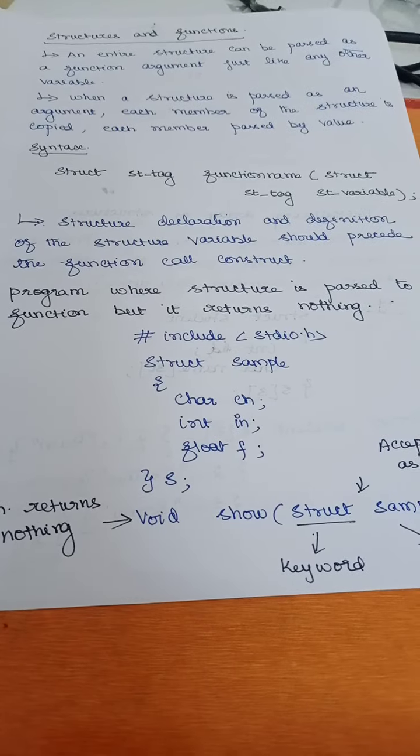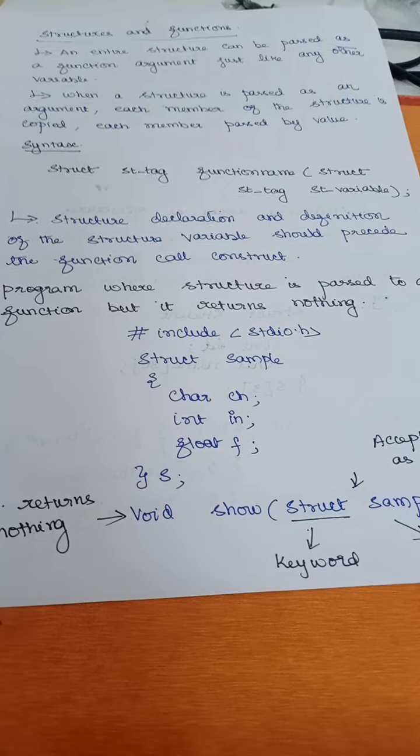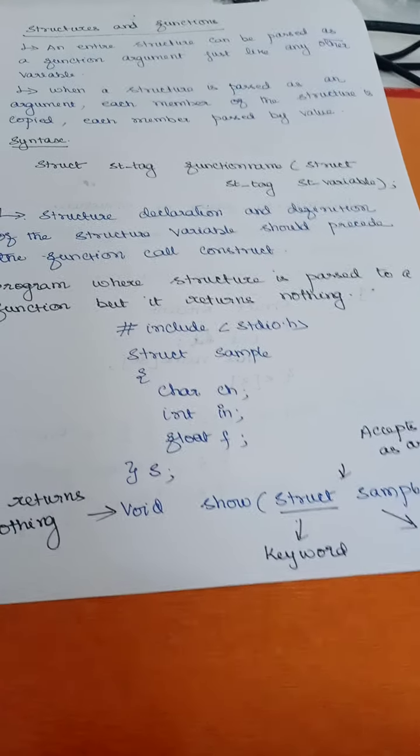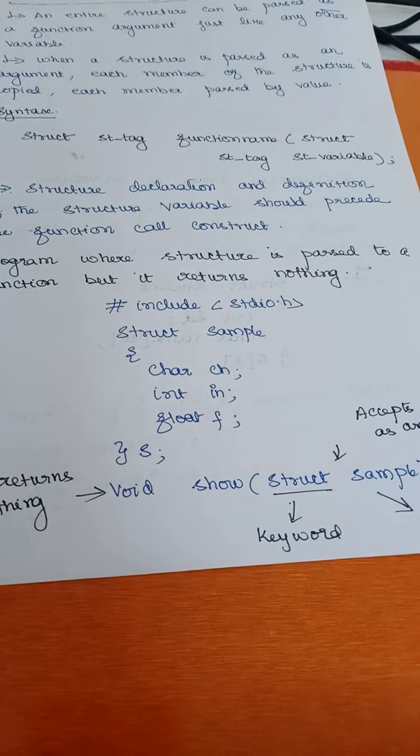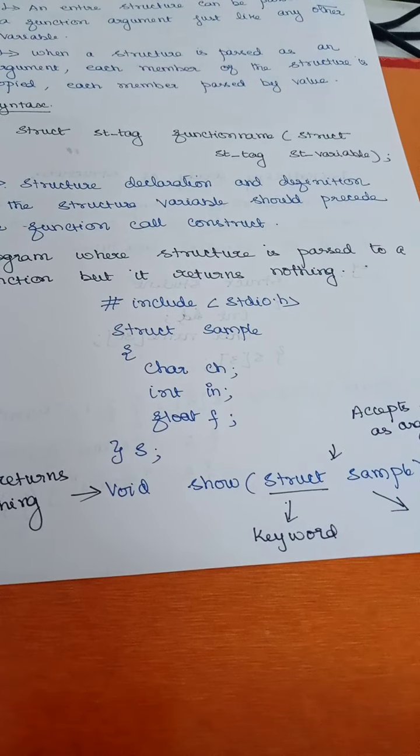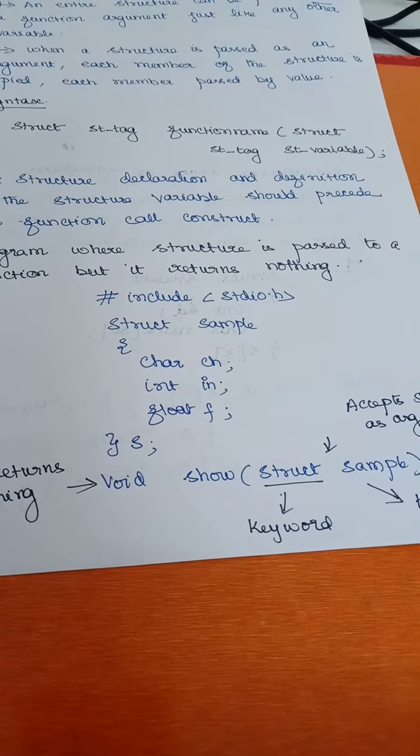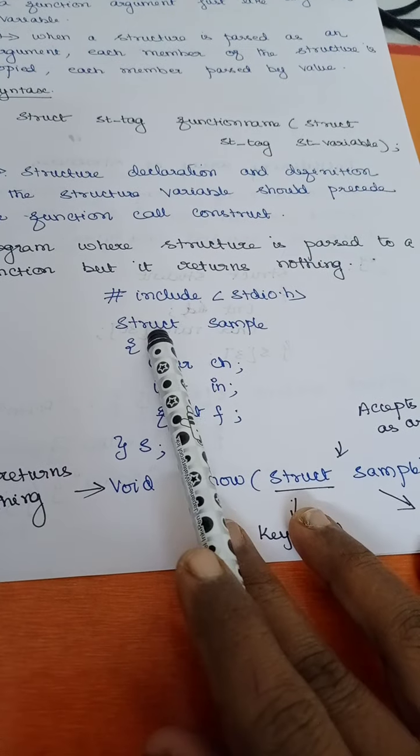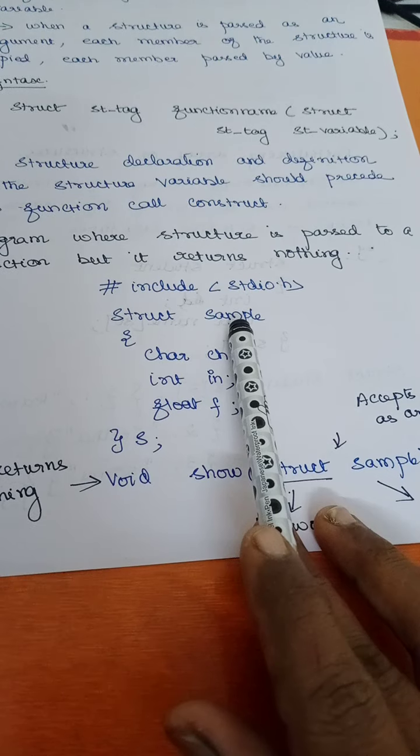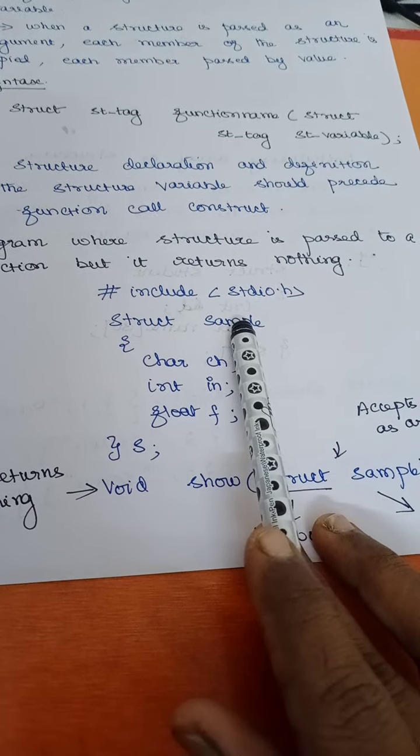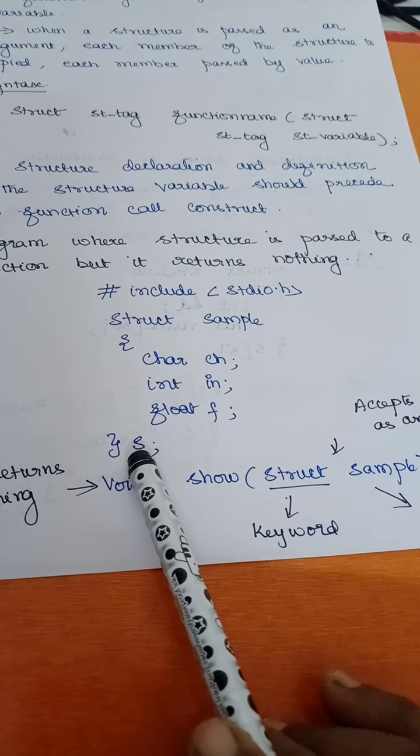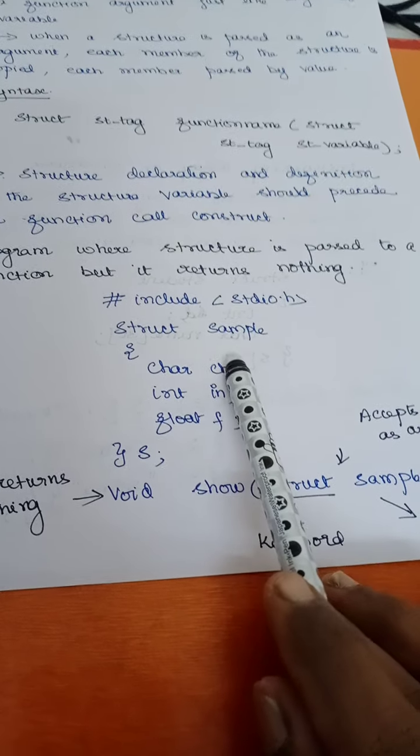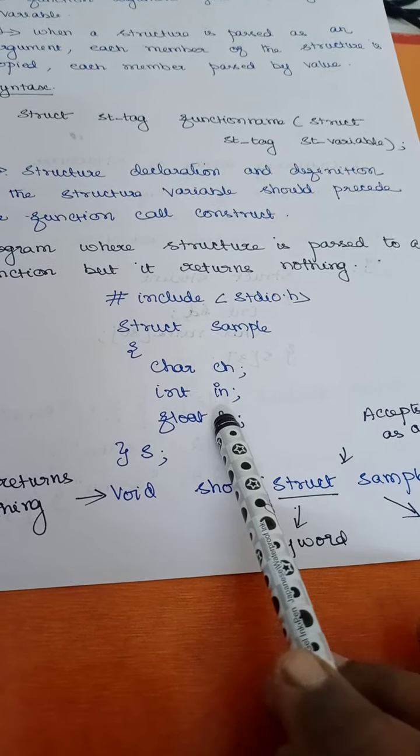Already we have seen void functions with int. The function may take integer arguments, but it may not return anything. The same thing happens here. It may take a structure, but it may not return a structure. So #include <stdio.h>. Here I am declaring the structure sample. This is a tag name and this is a variable. So here I have got 3 members, ch, in and f.